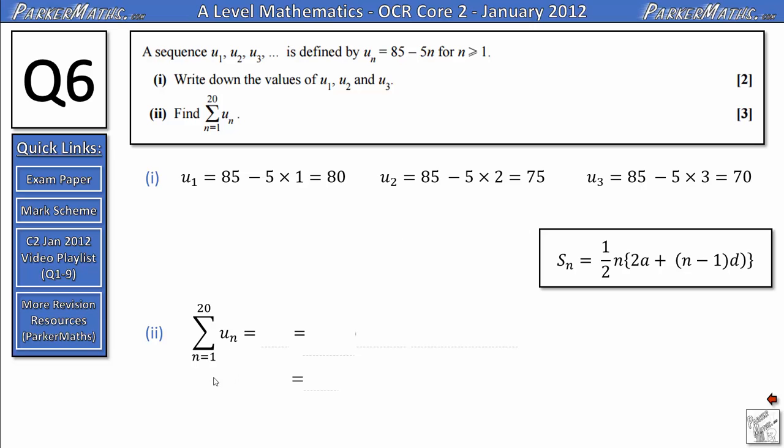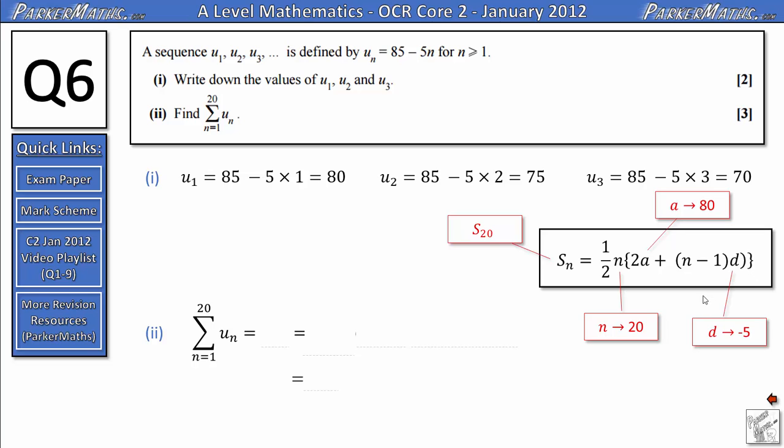So in part 2 we need to find the sum between n is 1 and 20 of Un. We can use the formula for the sum of an arithmetic sequence given in the formula book as shown in this box here. So we're trying to find the sum to 20. As there are 20 terms, that means n is going to be 20, and the first term, as we said earlier, is 80 and the common difference d is negative 5. All we've got to do is substitute these numbers into the formula.